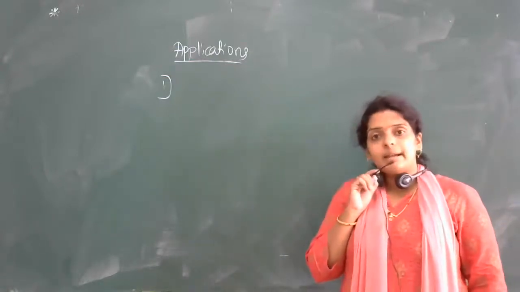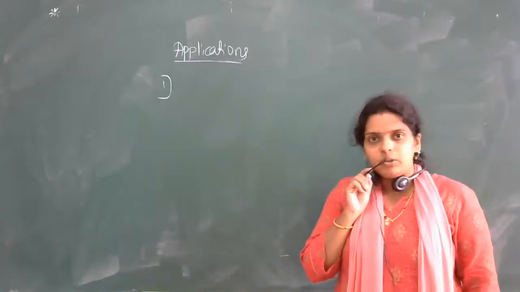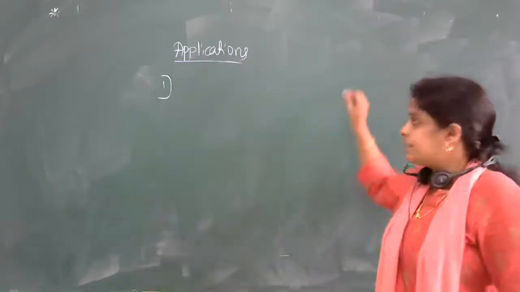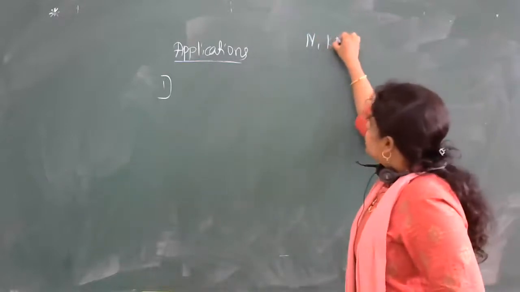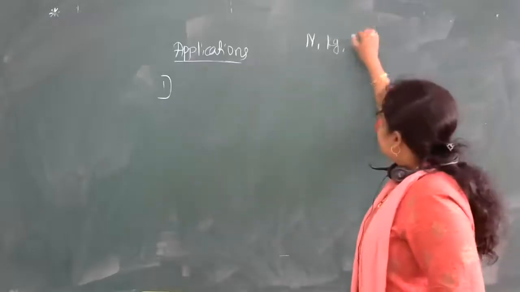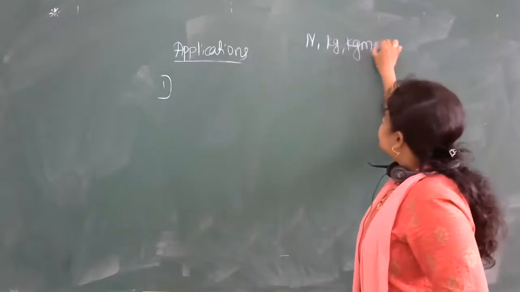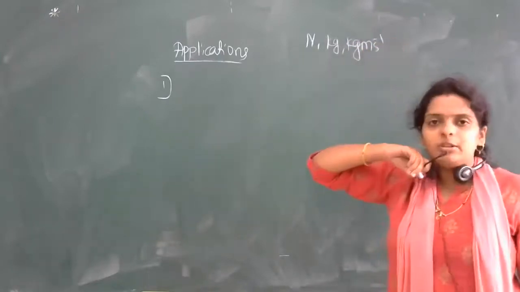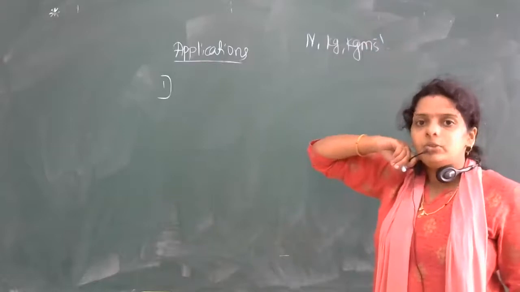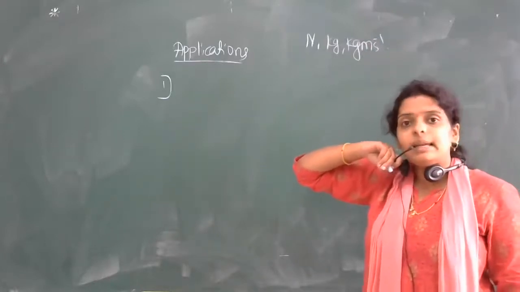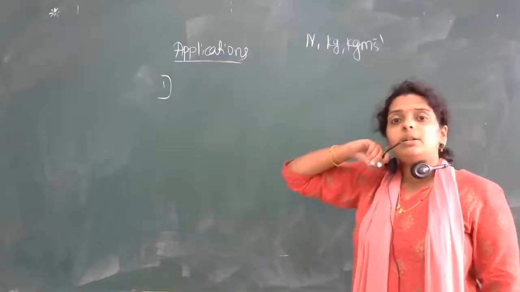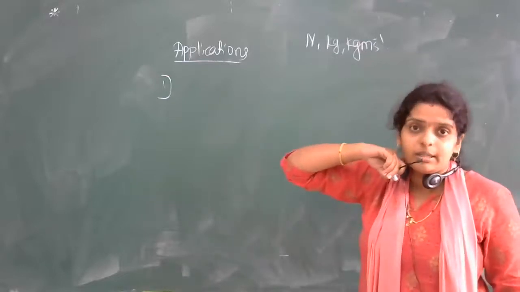you can find out the unit. Unit means what? Force is measured in terms of Newton, mass is measured in terms of kg, momentum is measured in terms of kg meter per second. इसको हम क्या बोलते हैं? यूनिट बोलते हैं. करेक्ट है? इसको हम यूनिट बोलते हैं. By using dimensional analysis, you can calculate the unit of a given physical quantity.